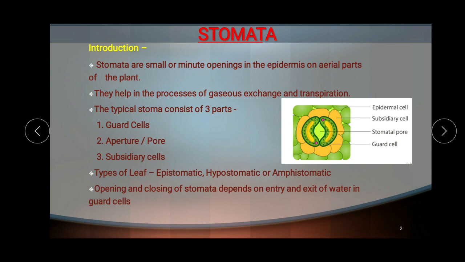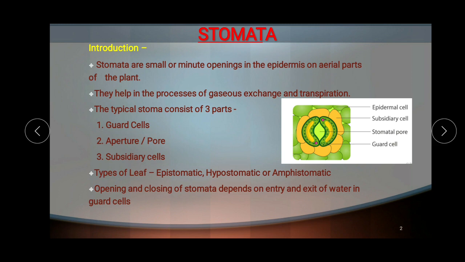These stomata mainly help in the physiological functioning of the plant. They are very important in the process of gaseous exchange and transpiration in the plant. In the process of photosynthesis, they are important for the exchange of carbon dioxide and oxygen in the plant. They are also helpful for the removal of water in the form of water vapors through the process of transpiration in plants. Typically, the stoma consists of three parts.